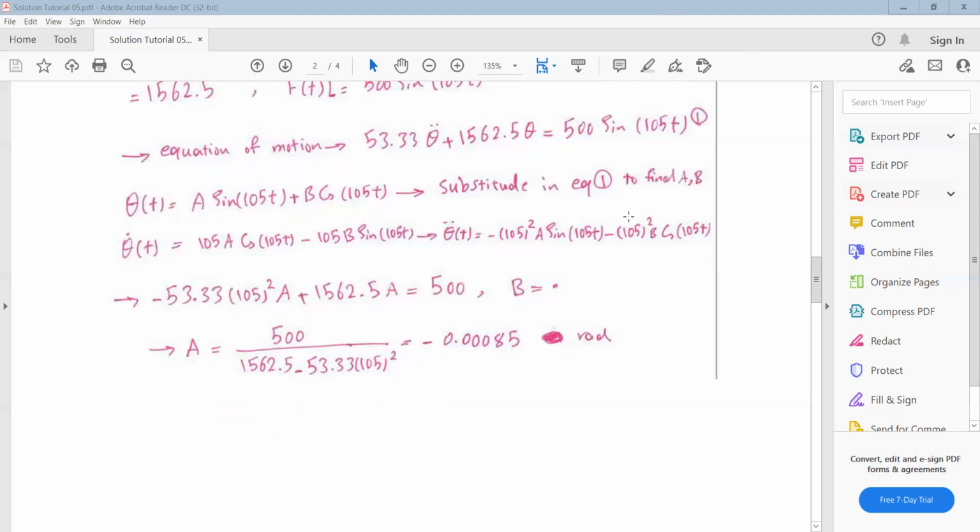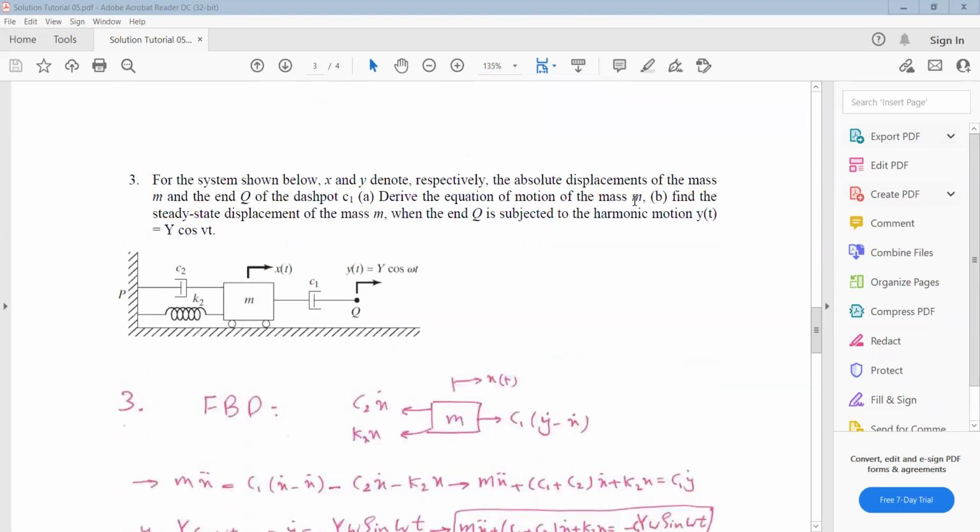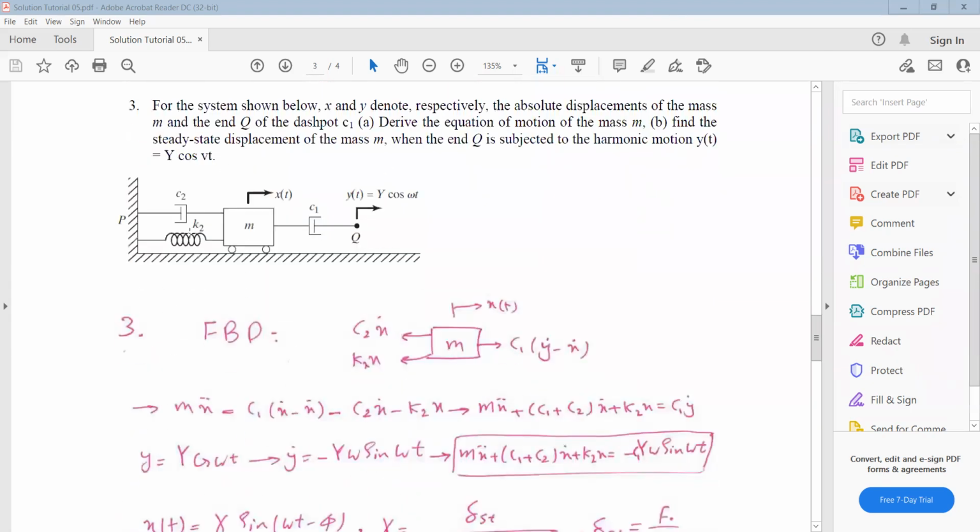Okay, so this is the second one. The third problem, of course, is mostly related to the concept for this week because it's similar to the base excitation, but the solution procedure is the same. So we can discuss here.